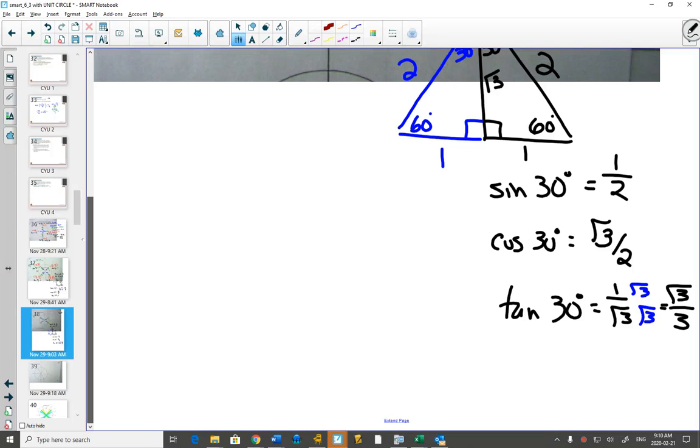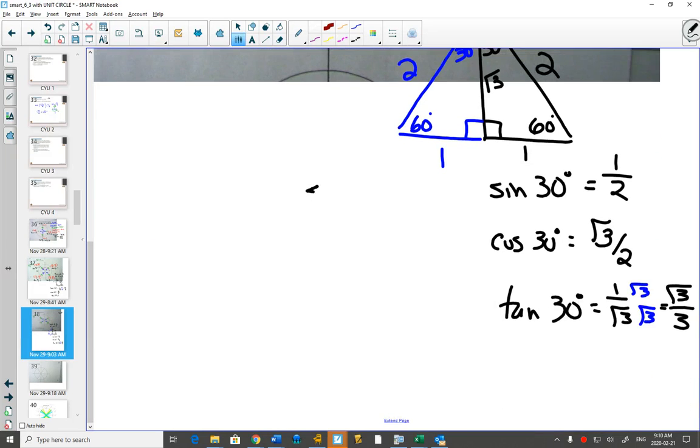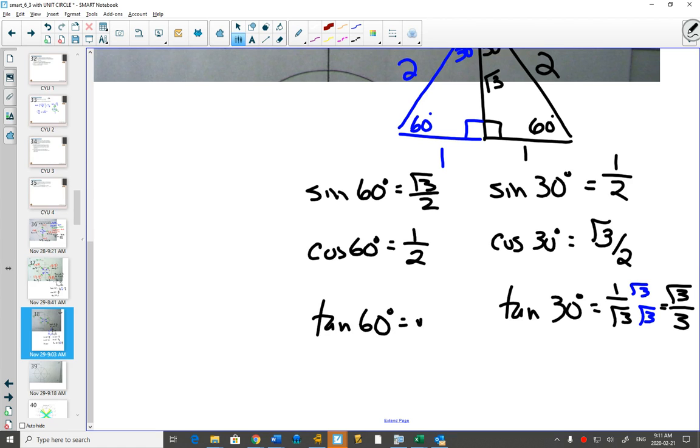And since we have this triangle and we're going to need it for 60 degrees, wow, that was fancy. For 60 degrees as well, we'll do sine of 60 degrees, opposite over hypotenuse, cos of 60 degrees, adjacent over hypotenuse, and tan of 60 degrees, opposite over adjacent, root 3 over 1, which we'll just write as root 3. And we have all the values for 30 degrees and 60 degrees.